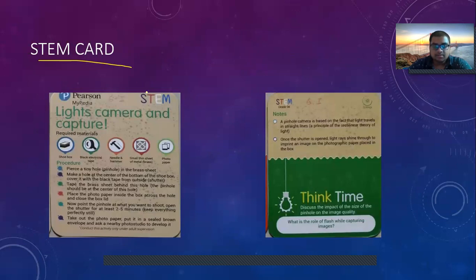So now STEM cards, science, technology, engineering, and mathematics cards. A small note for all of you. A pinhole camera is based on the fact that light travels in a straight line, obviously, and once the shutter is open, light rays shine to imprint an image on the photographic plate placed in the box.